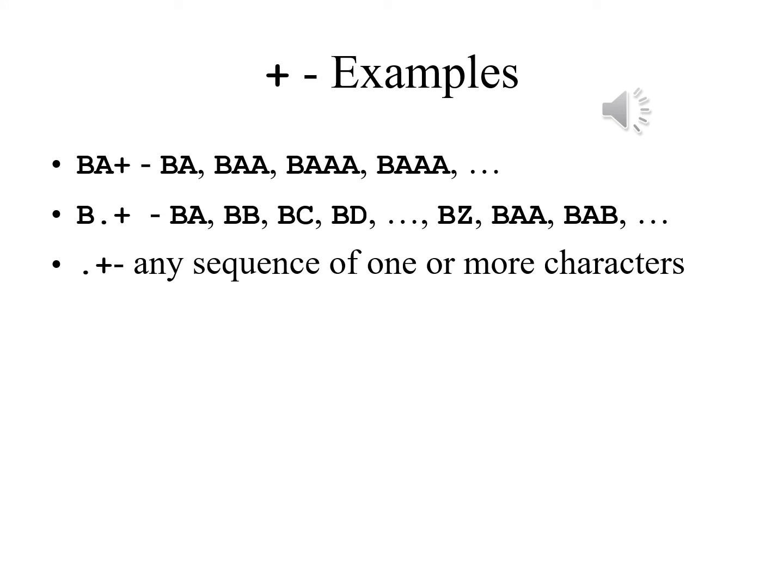The plus is a little different. The plus indicates one or more occurrences. It means that there will be at least one instance of that character or characters immediately before the plus sign appearing. So BA plus will be BA, or BAA, or BAAA, and so on. B dot plus means at least one character after the B. Dot plus by itself would be any sequence of one or more characters.